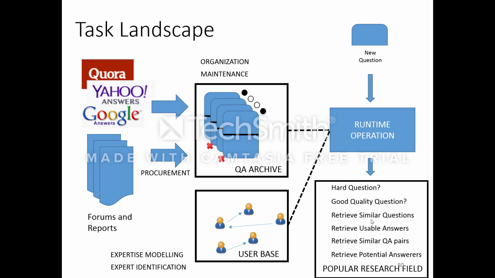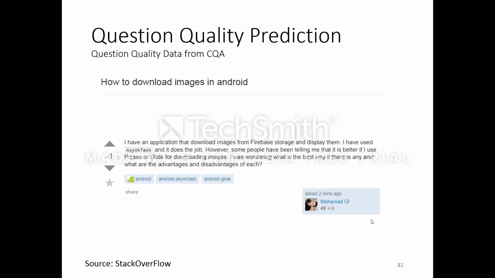So what we looked at right now is basically the procurement part of it, and we've already seen the retrieval part of it, right? Retrieval methods. So now we will go further and look at some of the things that are more related to the runtime operation. Okay. So one of the problems that has been looked at is basically question quality prediction. Let us look at the problem and define the problem in a more or less formal fashion, right?